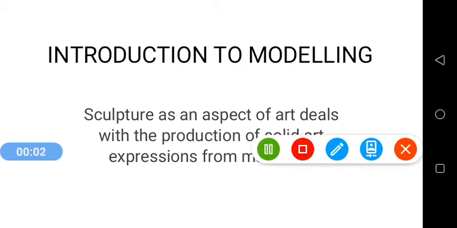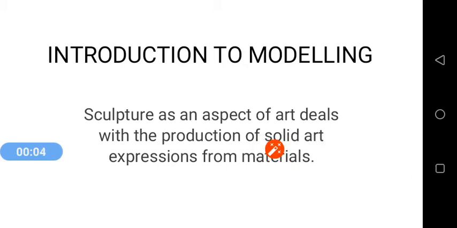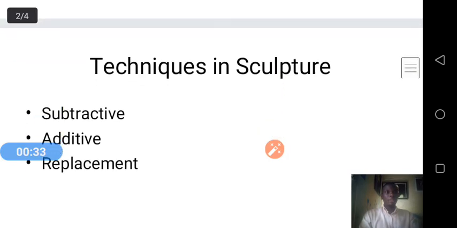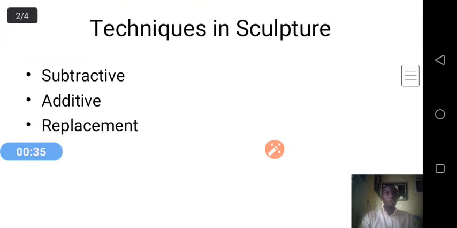Hello students, today we're looking at introduction to modeling, and we're going to be specifically looking at sculpture. Sculpture as an aspect of art is concerned with the production of solid art expressions from different materials. These materials could be stones, wood, metal, etc. We have three techniques in sculpture production.